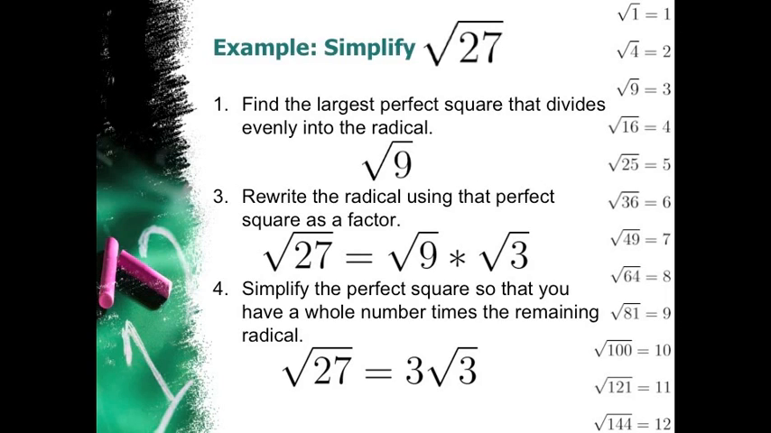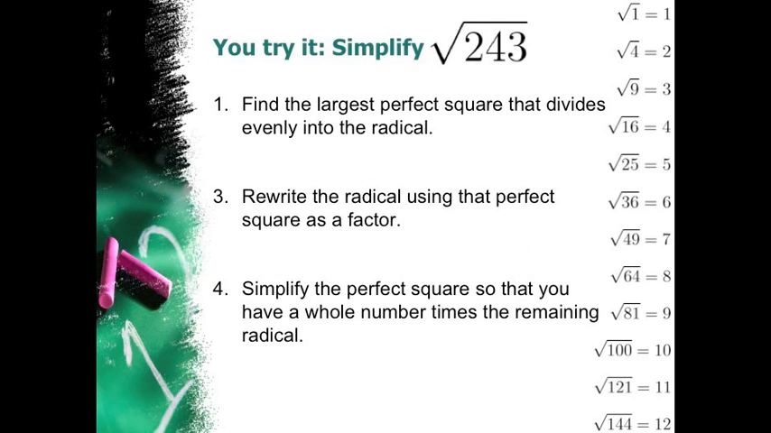The last step is to simplify the square root of 9. Because it's a perfect square, it turns neatly into the number 3. We're now done with this problem. Now you try one. Simplify the square root of 243 using these 3 steps.